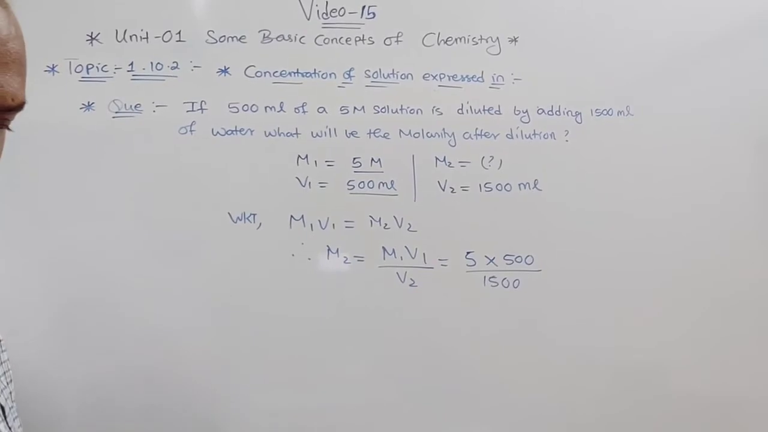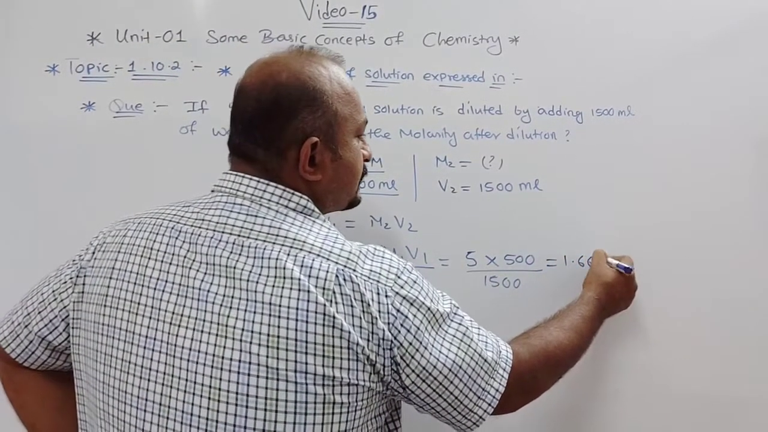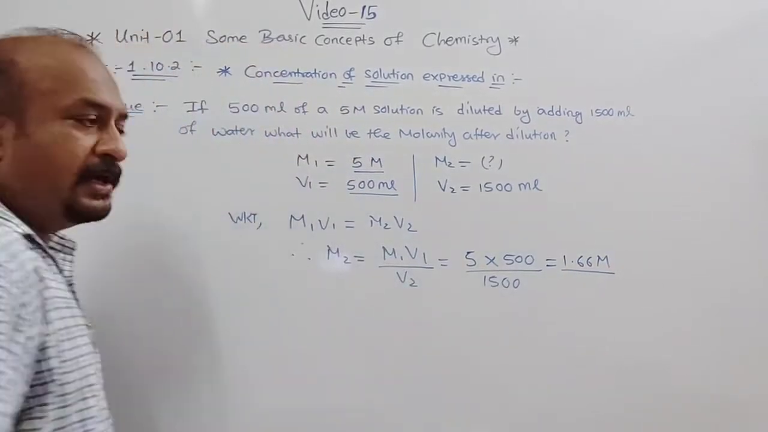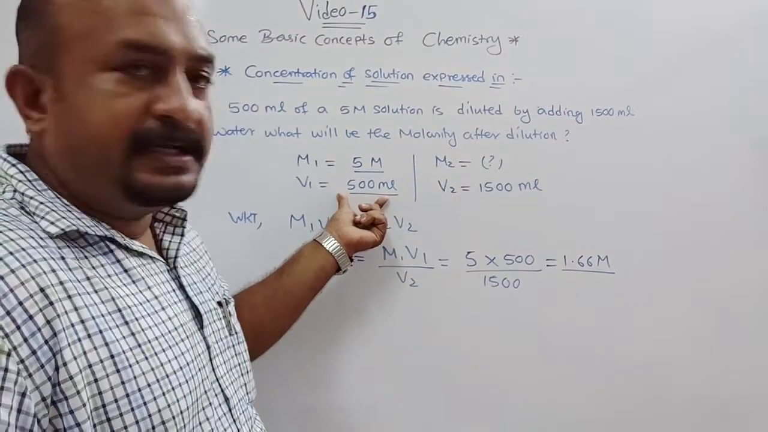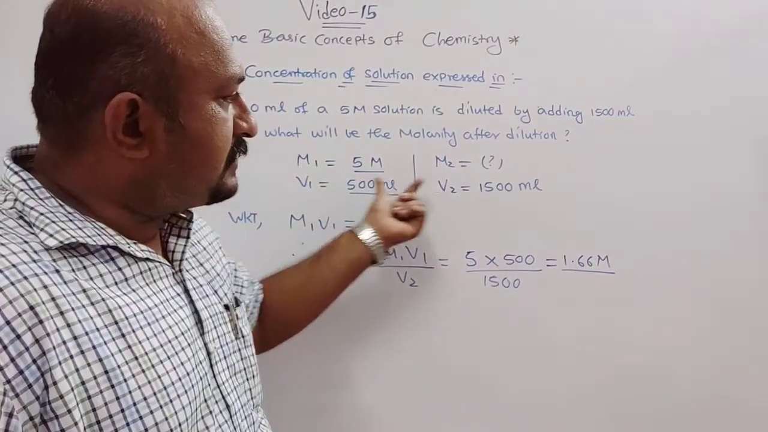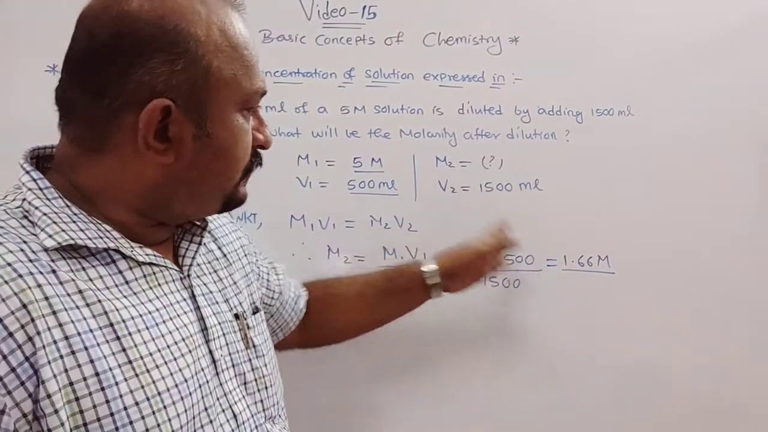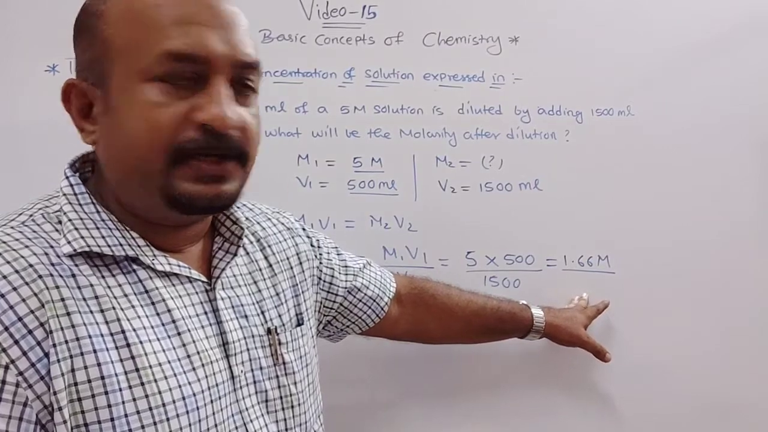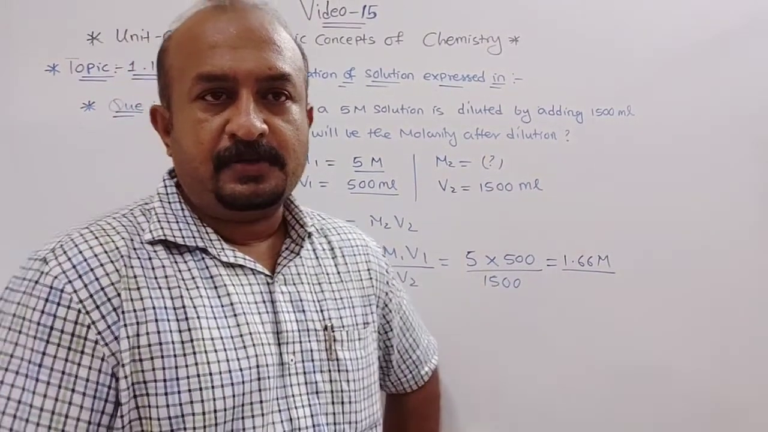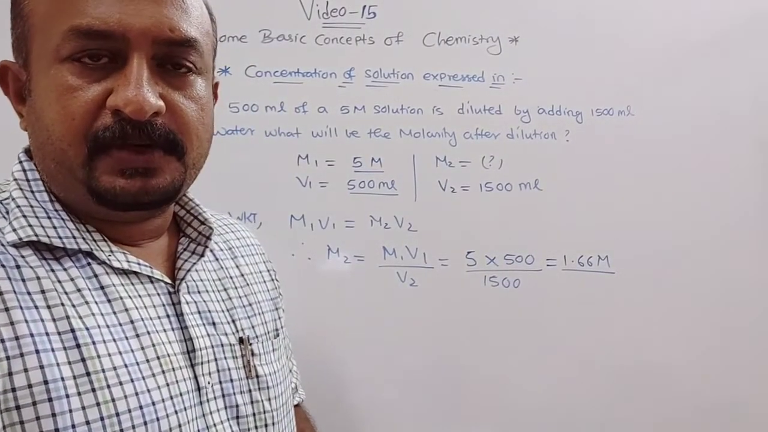If you calculate it, you will get 1.66 molar. Understood? Before dilution it was 5 molar. We added 3 times water: 500 ml was there, we added 1500 ml of water. So after dilution, the molarity reduced from 5 molar to 1.66 molar. This is the part of molarity that we have done here.